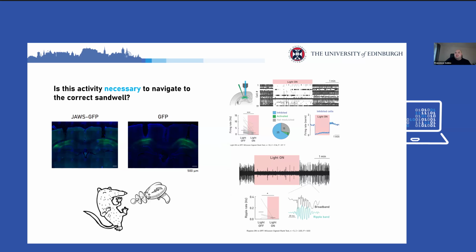To do that, we expressed an optogenetic inhibitory channel, JAWS, which is responsive to red light, or as control, we just expressed GFP in the hippocampus of separate groups of rats. In control animals, we found that we were able to effectively silence the activity of neurons in CA1 quite robustly, and also reduce the number of ripple bands, which in general are associated with memory recall and replay events.